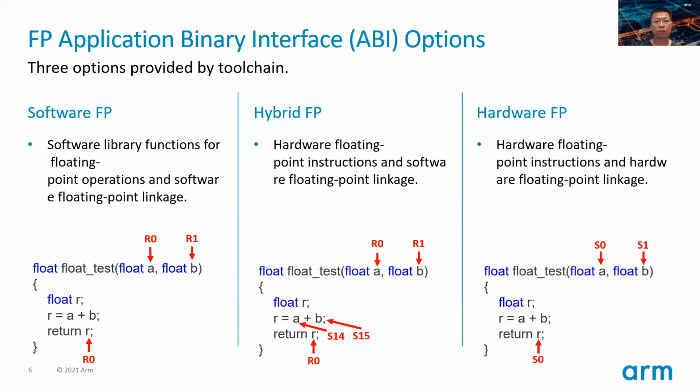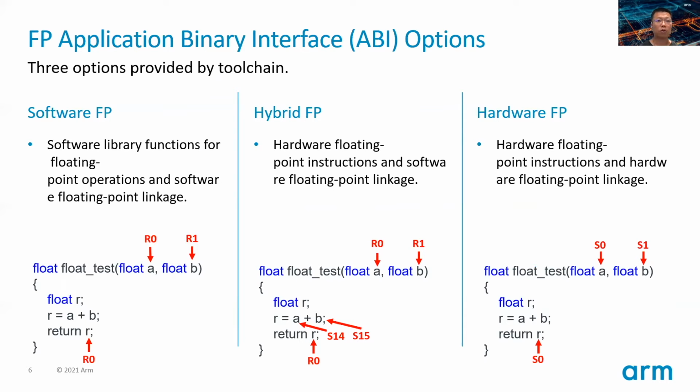In order to process floating-point calculation, there are three different application binary interface arrangements to specify how the parameters and results are passed between the core and coprocessor. The first ABI option is the software FP option. All the floating-point operations are handled by runtime library functions, and the values are passed via the integer register bank.